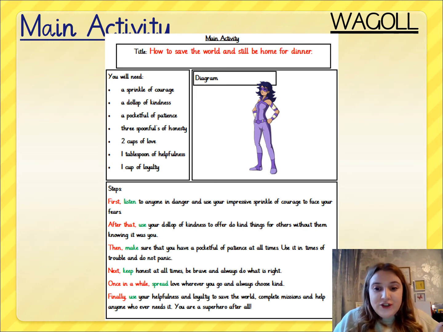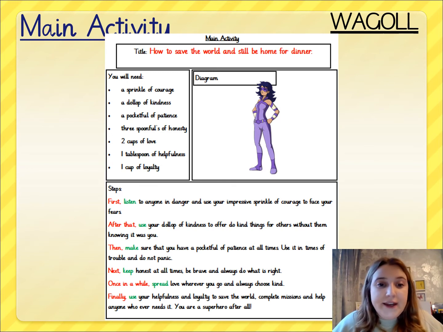These are the instructions that I've written about my superhero Victorious Violet, and my title is at the top here. It's How to Save the World and Still Be Home for Dinner. That's the title of my instructions. And then on the left hand side, I have listed all the things that you need to be my superhero.